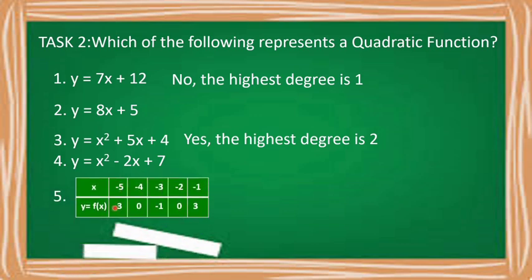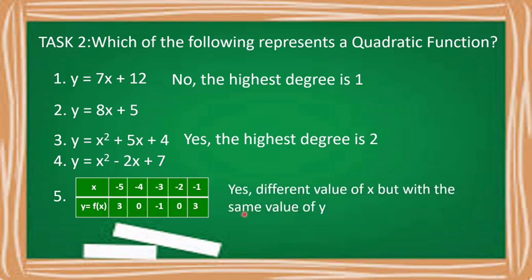Number 5, meron tayong table, ang value ng x, negative 5, negative 4, negative 3, negative 2, negative 1. At ang value ng y is 3, 0, negative 1, 0, 3. Okay? So, makikita natin, if x is negative 5, ang y is 3. If x is negative 4, y is 0. If x is negative 3, y is negative 1. If x is negative 2, y is 0. If x is negative 1, y is 3. Ano kaya yan? So, mapapansin natin.